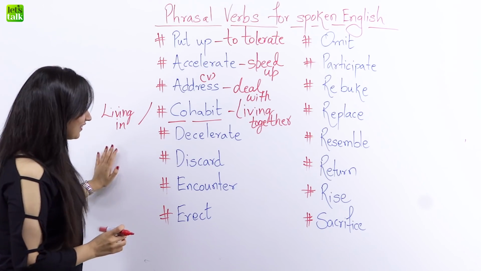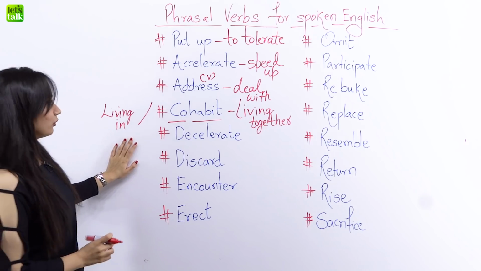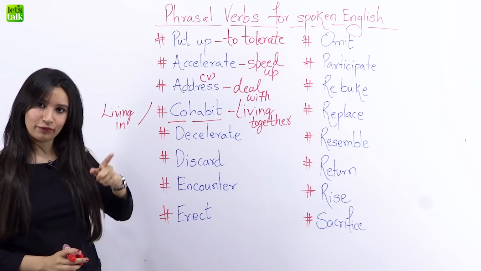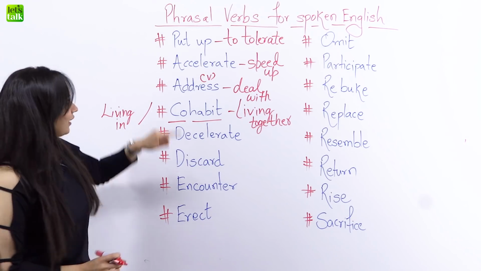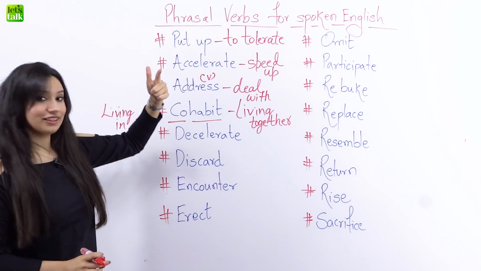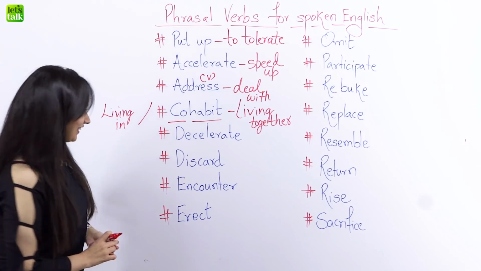Okay. So the next one that we have is to decelerate. Okay, now this is an opposite for accelerate. The pronunciation is a bit clever. It's decelerate. So like accelerate means to speed up, okay? Decelerate means to slow down. All right.